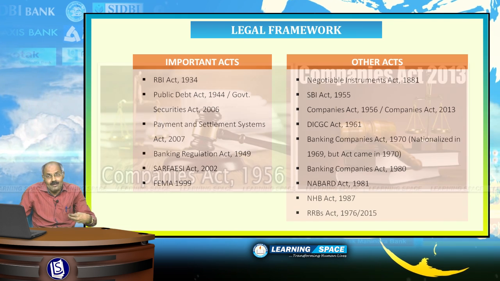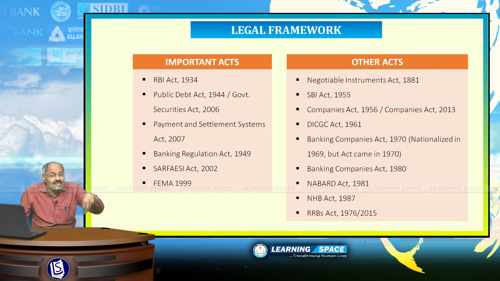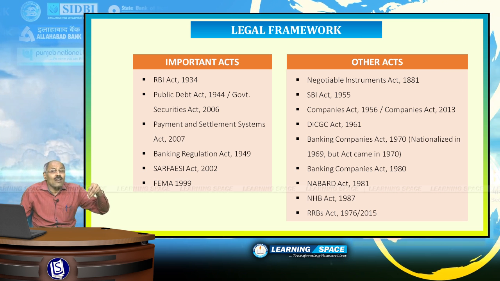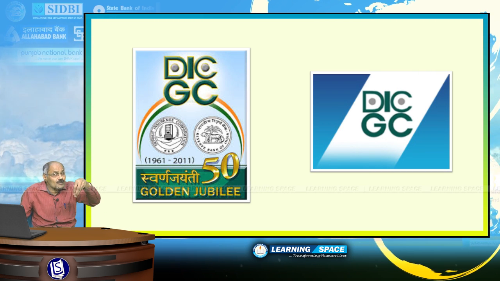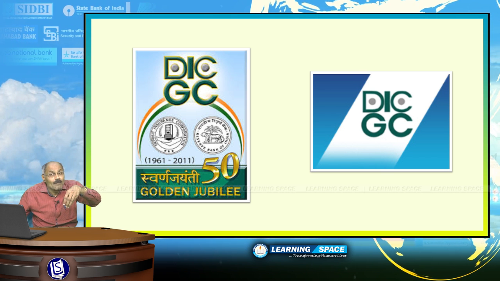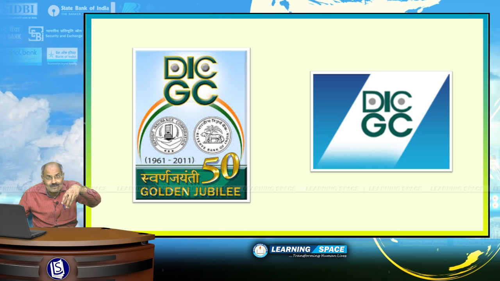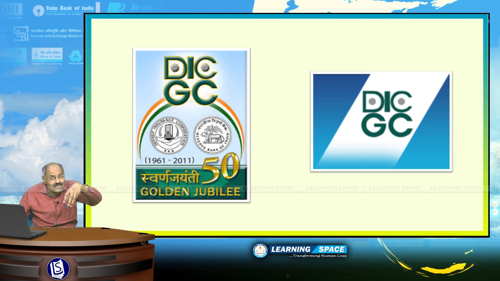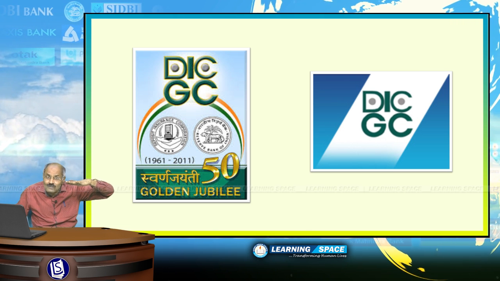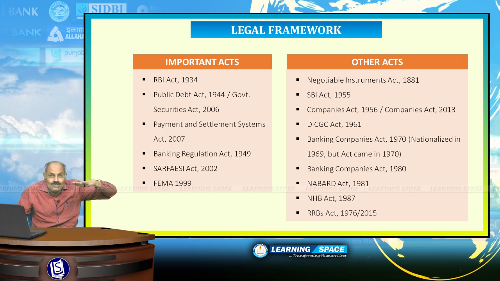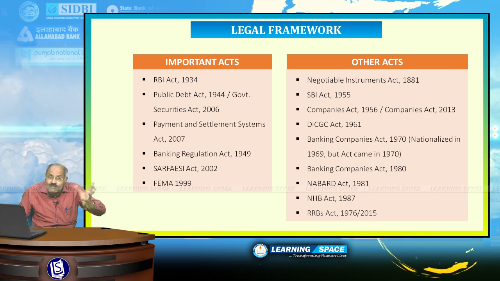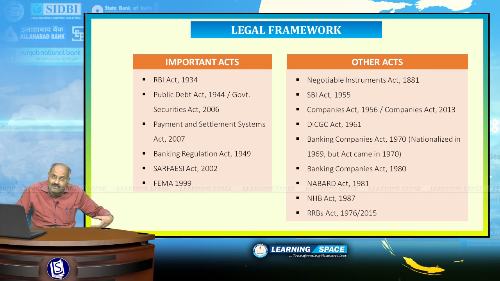Then DICGC Act of 1961, DICGC, that is Deposit Insurance Credit Guarantee Corporation. It is wholly owned subsidiary of Reserve Bank of India. This act was brought in 1961 basically to compensate the customers when bank goes into insolvency. When bank goes into insolvency, the customers of the bank will be paid up to maximum of rupees 1 lakh under DICGC Act. So that is looked after by Reserve Bank of India, and please don't forget, the head of DICGC is one of the deputy governors of Reserve Bank of India.